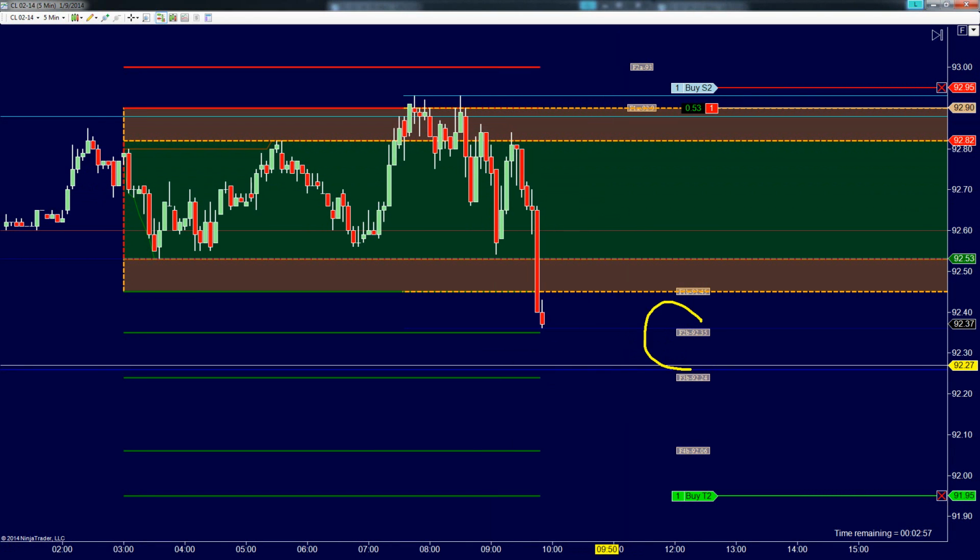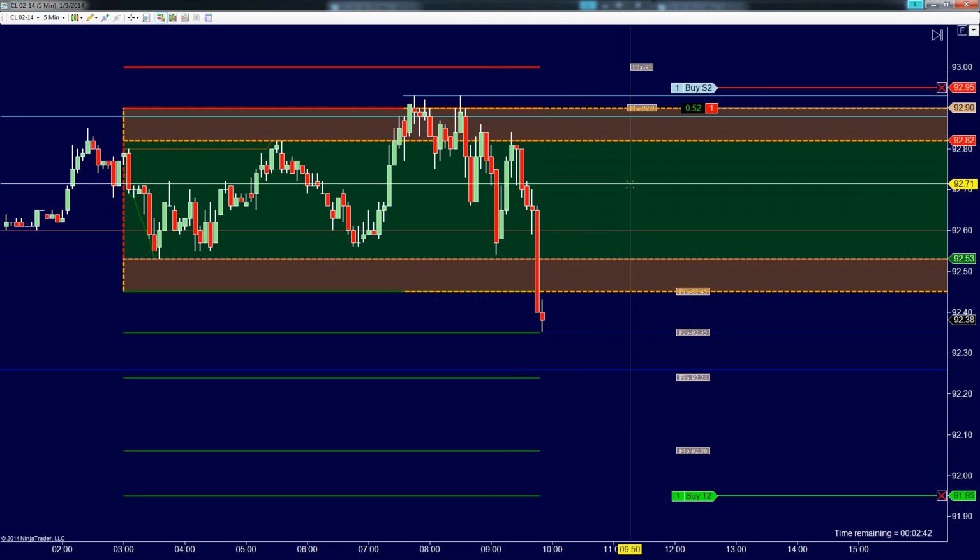We are going in and testing this 92.35. Again, same concept as the 92.45 right here. If it comes into that level and starts showing that it's going to bounce off of that and start reversing the opposite direction, then we'll just close the position and we'll take the profit as is. Right now, can't complain with 53 ticks. So we'll be back with an update in a little bit.